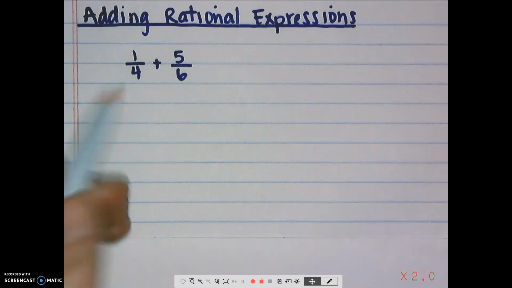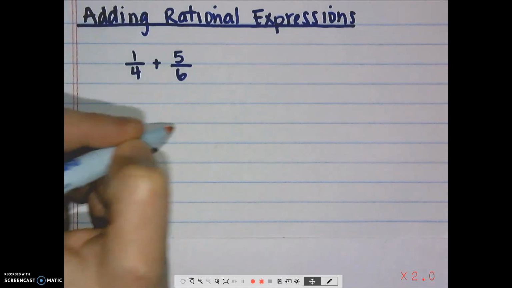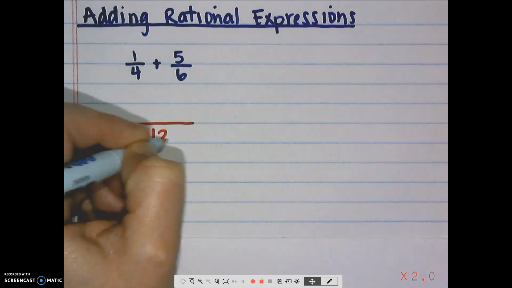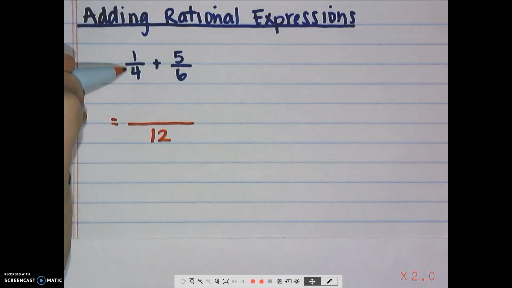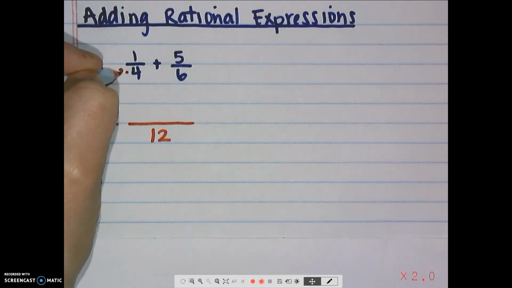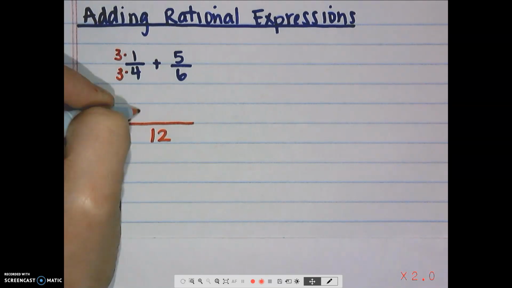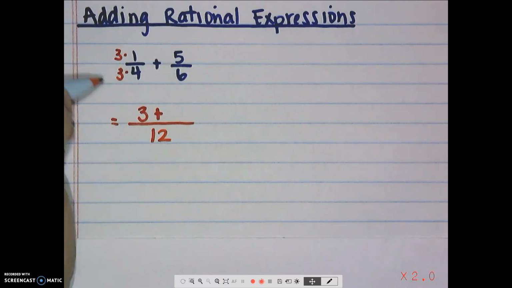You could also use 24, but then that means that your numbers are going to be bigger and you're going to have to simplify. So I would strongly suggest that you try to find the least common multiple between your denominators. Okay, so if our common denominator is 12, then what we need to do is figure out how we've gone from the old denominator 4 to the new denominator 12. So that means that we're going to multiply the denominator and the numerator by 3. So 3 times 1 would give us 3. Okay, so 1/4 is the same thing as 3/12.